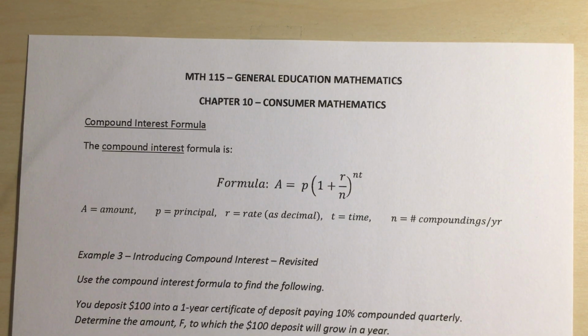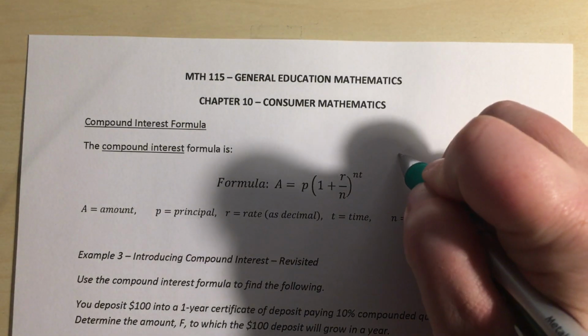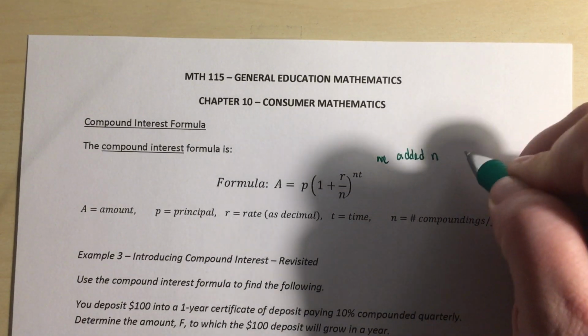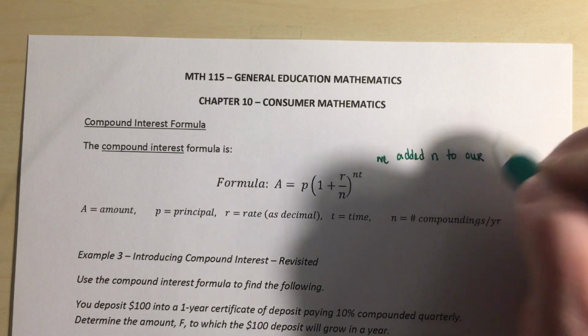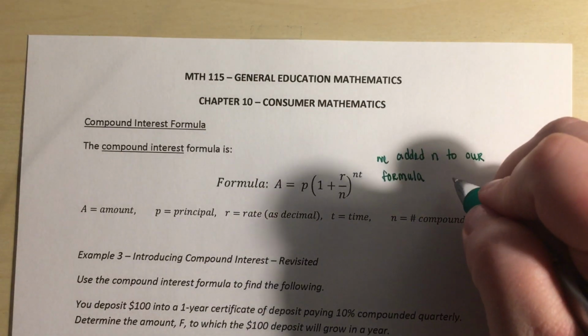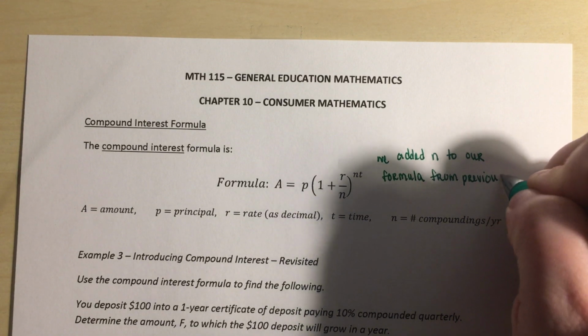So what we have here is we now have our compound interest formula. The formula that we generated at the bottom of the previous page, which we said was related to our compound interest formula, we've taken that formula and we've added this n, which is our number of compoundings per year. So we added n to our formula from the previous page.